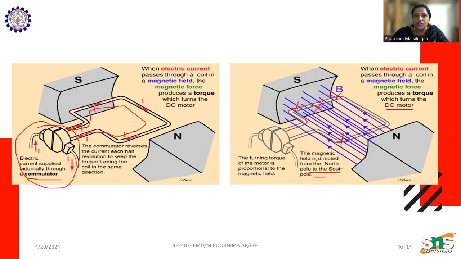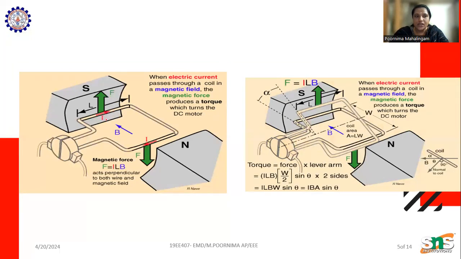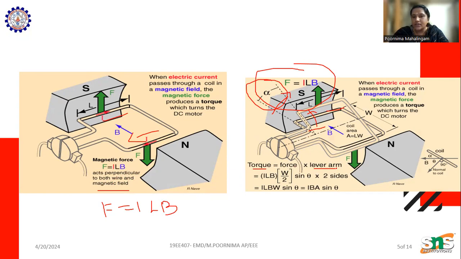This is the working principle of an electrical motor. Here we can see the current flow direction, and force equals current into L into B, acting perpendicular to both the wire and the magnetic field. Here we can see the conductor's moving angle, alpha. Torque is equal to force into lever arm. Here we can see the force when it rotates.